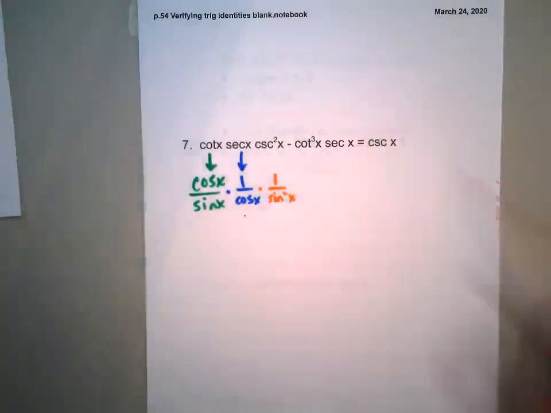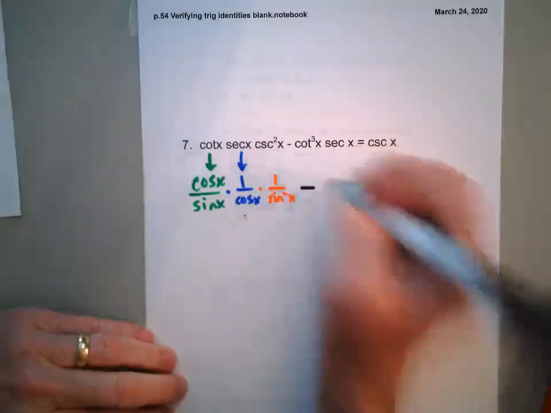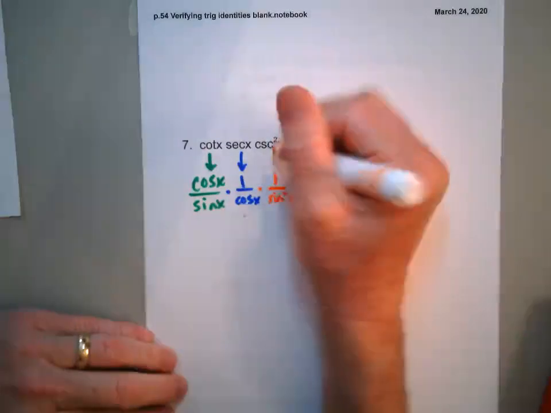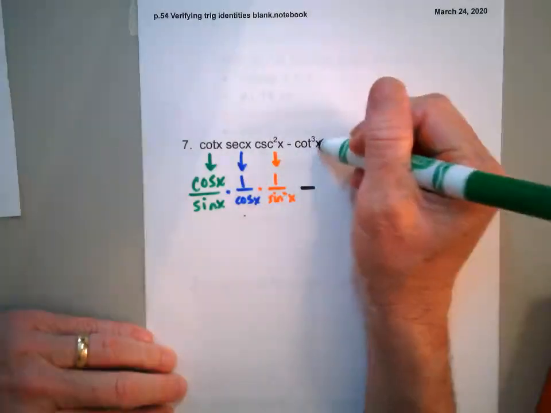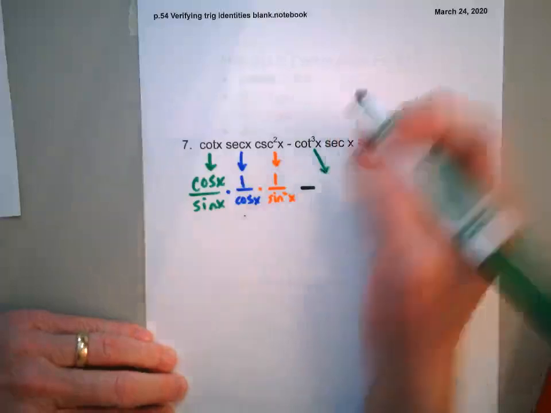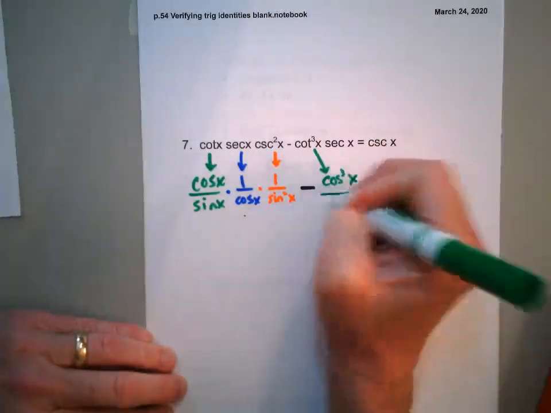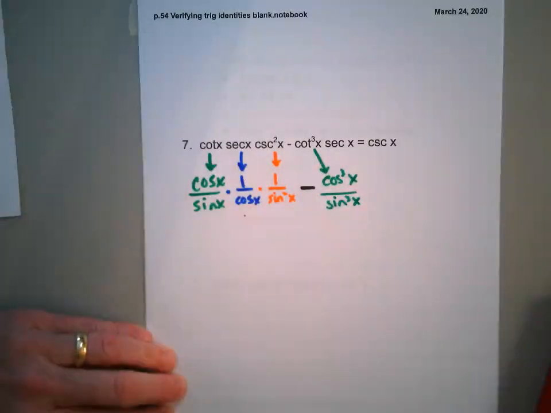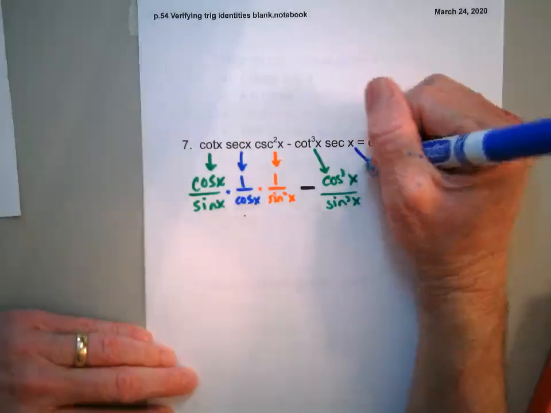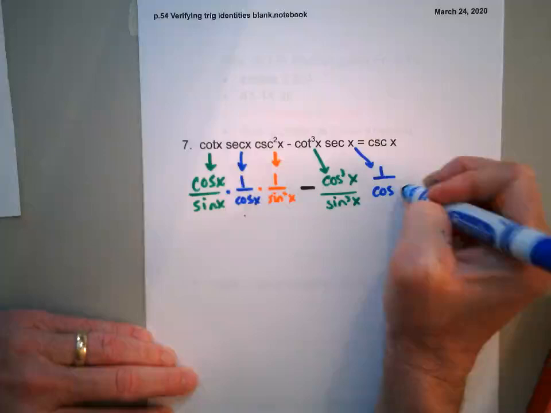We'll move over to the rest of this. There's a subtraction sign, so that is here. All right, cotangent cubed. That's going to come right here. Cotangent cubed is cosine cubed over sine cubed. And then the secant will be right over here. That's 1 over cosine x.